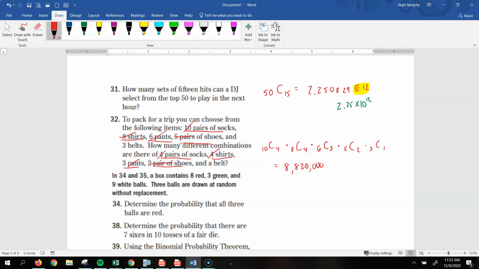Now, if your calculator did it in scientific notation, you could also do this as your answer: 8.82 times 10 to the 6th power. Those would be the 2 answers that I would accept for number 32.